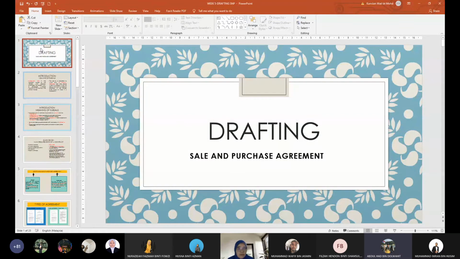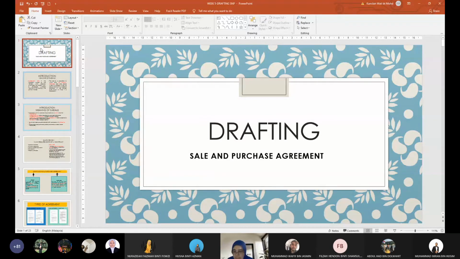Okay. Dah ada. So now we are at the stage of drafting the sale and purchase agreement, which is one of the important stages in the conveyancing process. Tadi kita cakap about investigation of parties, investigation of title. We have gathered all the necessary information about the transaction. Now we want to draft the sale and purchase agreement.